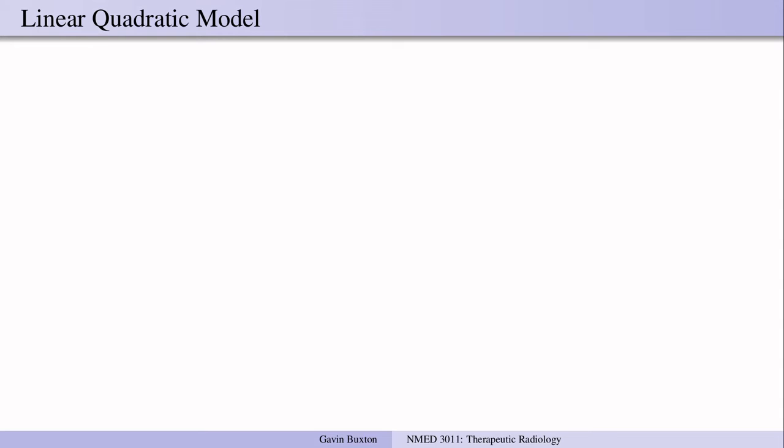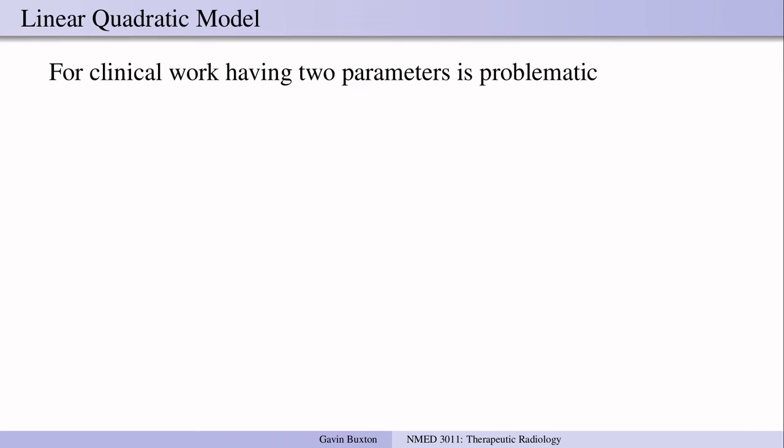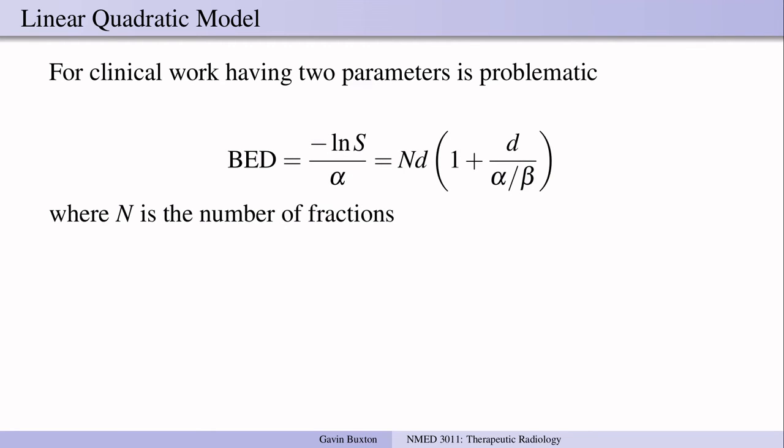For clinical work, sometimes it's nice not to have two parameters. In 1989, the British Journal of Radiology published a review proposing the term biologically effective dose, or BED. This is based on the linear quadratic cell survival in radiobiology. The biologically effective dose can be written by this equation here, where n is the number of fractions and d is the dose in grays. Big D, the total dose, is usually reserved for n times little d.